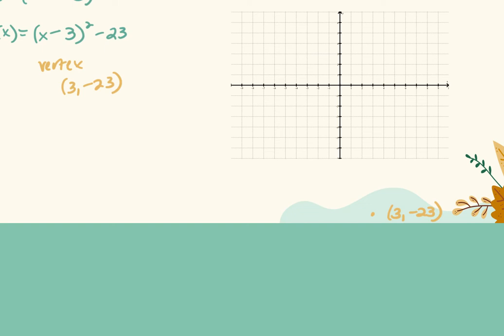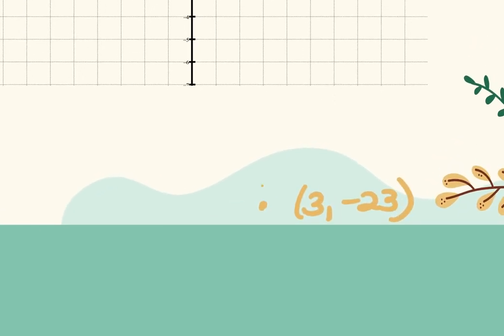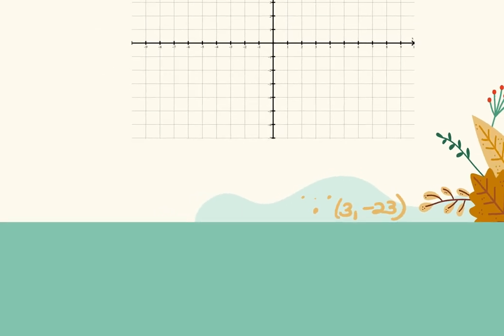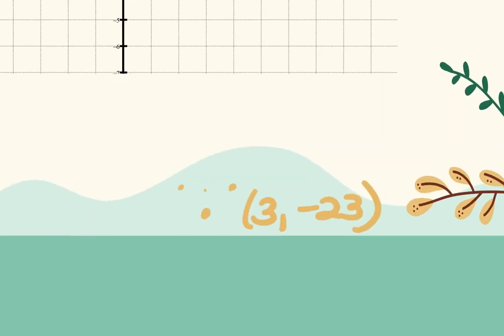Is there a vertical stretch or compression? Nope, which means I can go up 1. I'll go up 1 to the right one first and up 1 to the left one, which means my x is now 2. And I went up 1, negative 22. And I went to the right one, which would be 4. And I went up 1, which is negative 22.